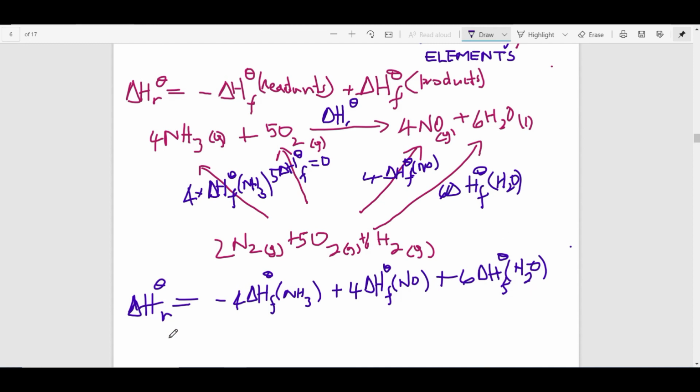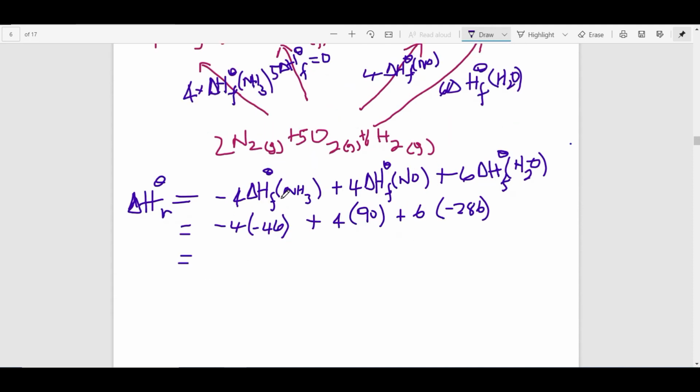We can now simply fit in the values and calculate our final answer. If you fill in those values, delta HF of NH3 is minus 46, delta HF of NO is 90, delta HF of water is minus 286, then your final answer will be negative 1172 kilojoules.